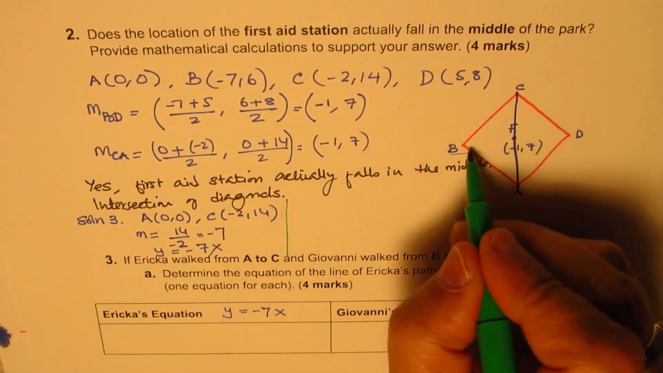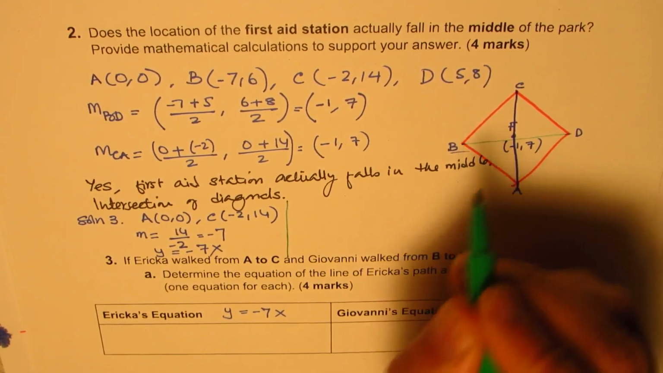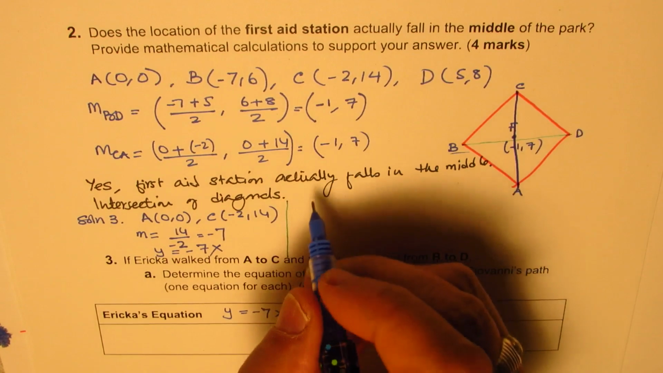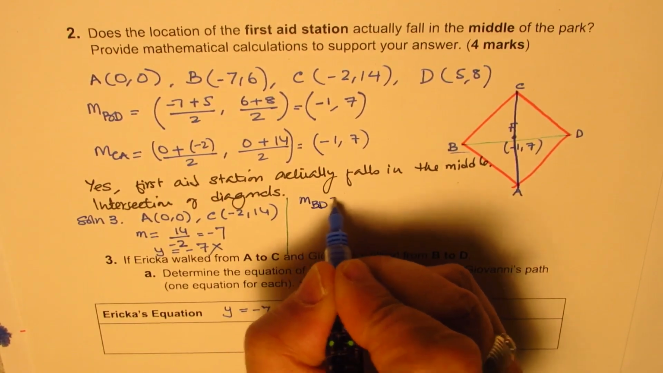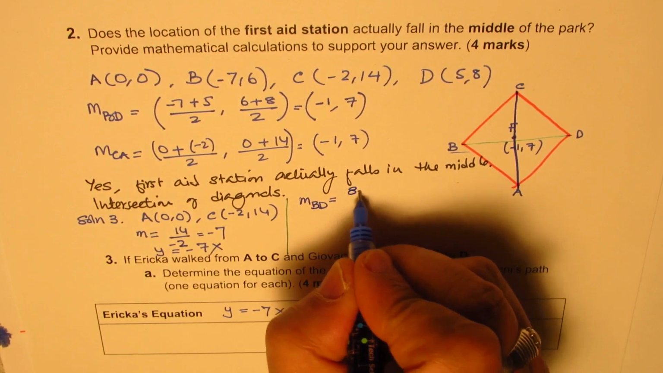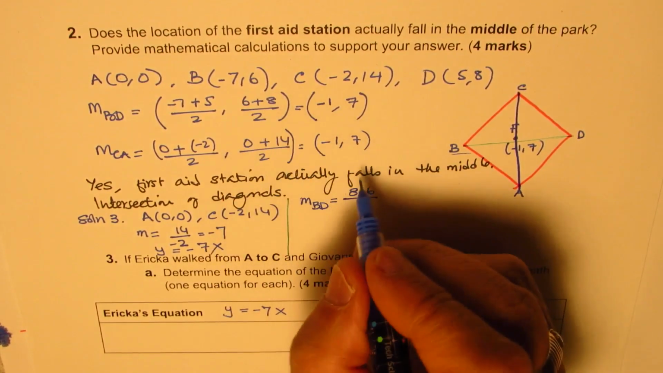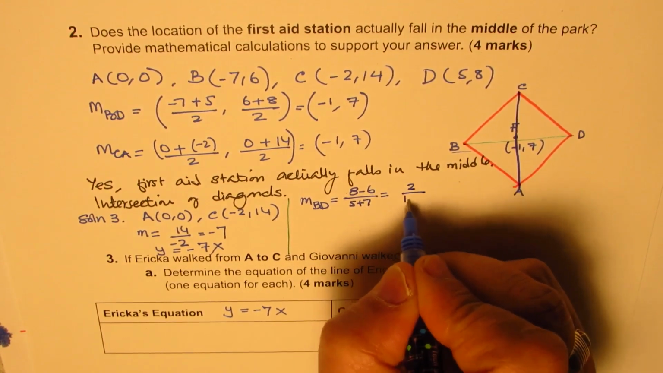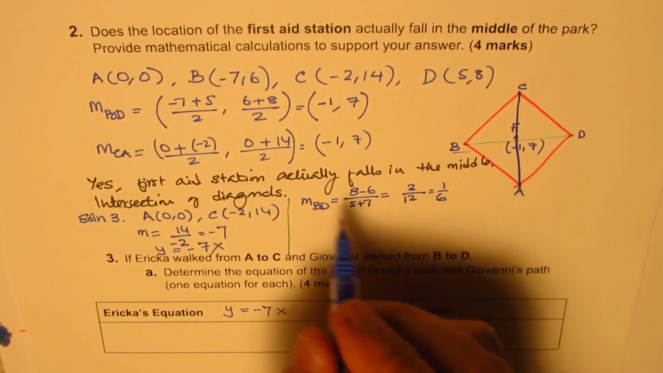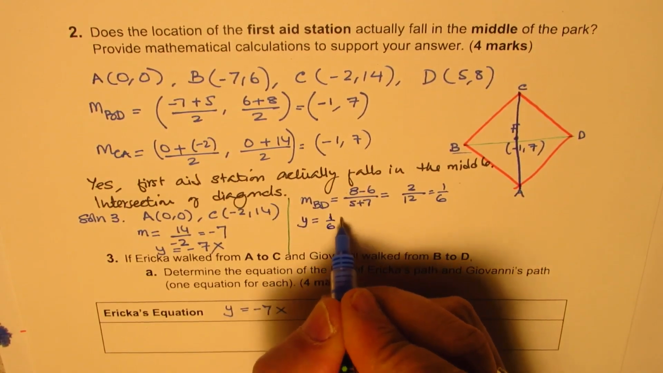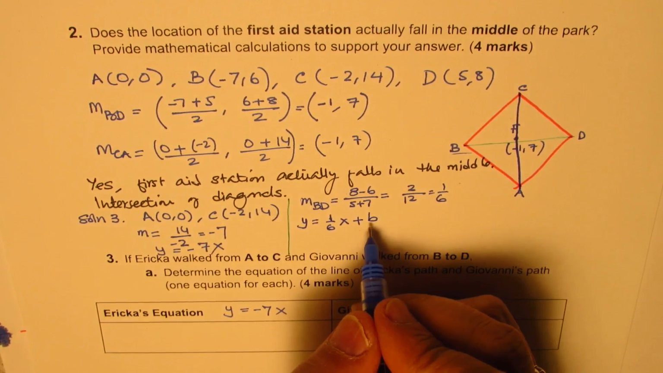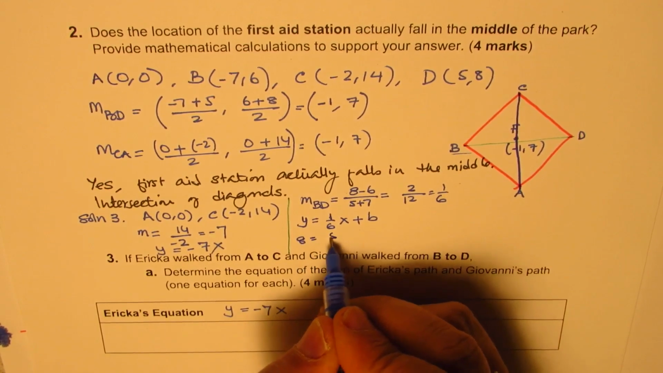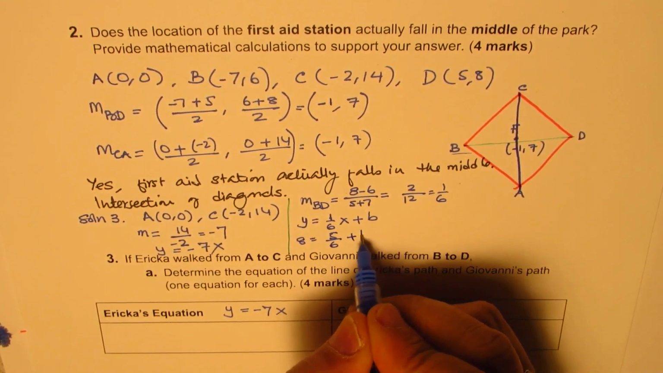Let's find the equation from B to D now. Okay. So B to D, we are looking at these 2 points. So the slope from B to D is y2 minus y1, which is 8 minus 6, over 5 minus minus 7, which will make it plus 7. So we have 2 over 12, or 1 over 6. So the equation is y equals 1 over 6 x plus b. To find the value of b, we'll put the value 5, 8 here. So 8 equals 5 over 6 plus b.